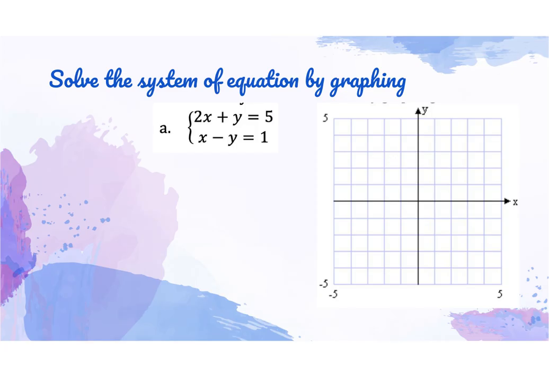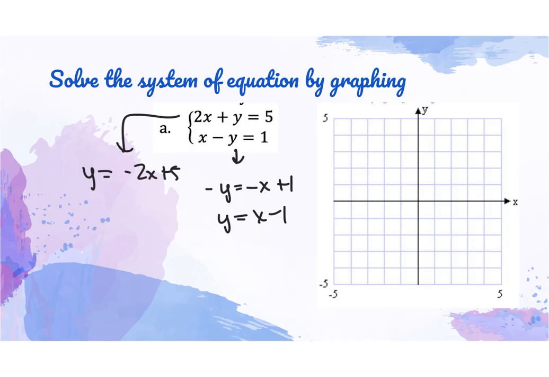Okay, so if we look at 2x plus y equals 5 and x minus y equals 1, the first is going to be y equals negative 2x plus 5. This one would be negative y equals negative x plus 1, so y equals x minus 1. So negative 2x plus 5 goes like this. There's my first line. y equals x minus 1 is here, so that's going to go straight up there. Where they cross is your solution. So my solution for this is going to be (2, 1).